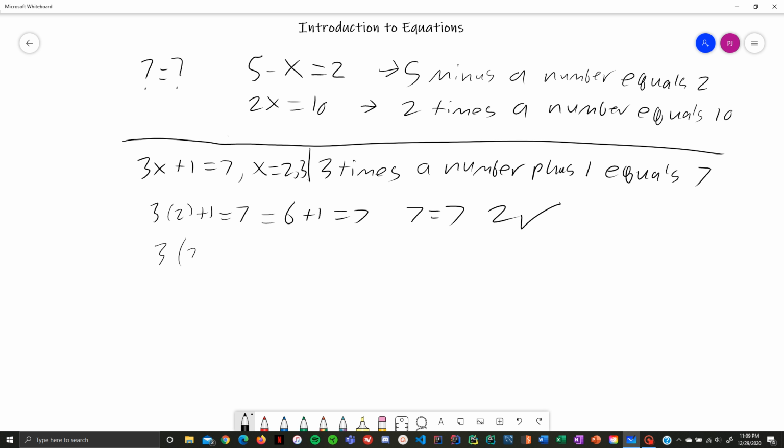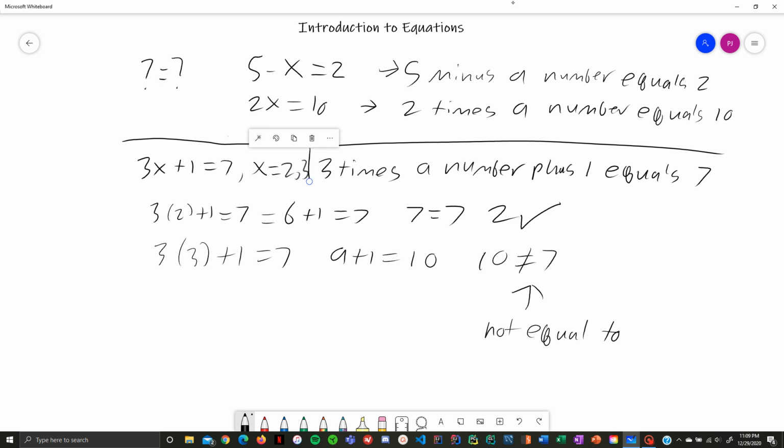3, and then where x is, we put 3 in, plus 1 equals 7. 3 times 3, well, what's that going to be? That's going to be 9. And then we, of course, have to add the 1, and that's equal to 10. So 10 is not equal to 7. In algebra, you might see the equal sign with a slash through it, that just simply means not equal to. So we can go ahead and cross out our 3 right here. 3 can be crossed out, but we know that 2 is a solution to this equation right here.